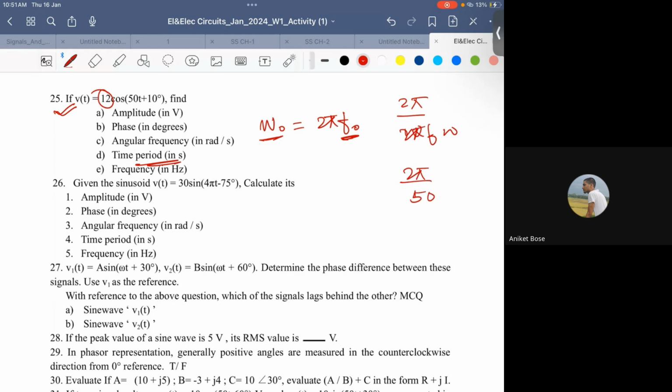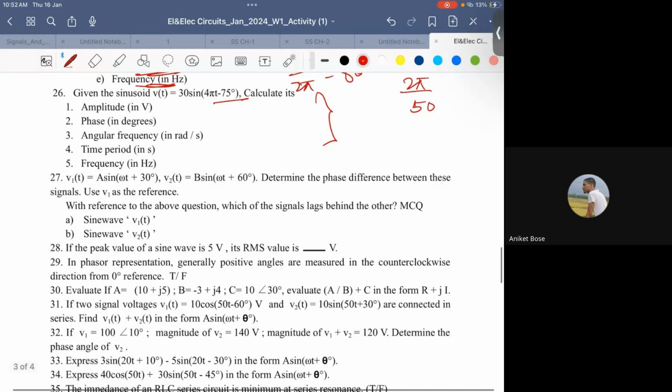And then if you have to calculate the frequency, what is that? 1 upon T, correct? Or omega naught upon 2 pi is frequency. You can calculate it for the 25th. So this is pretty simple. And then again the same thing, you can calculate it for the 26th. Let's move to the 27th.